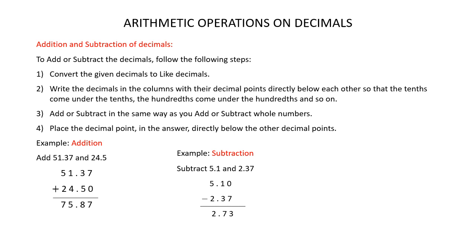So when you subtract 2.37 from 5.10, you will get 2.73. You have to place the decimal point in this answer directly below the other decimal points. So the final answer is 2.73. Hope you have understood the addition and subtraction of decimals.